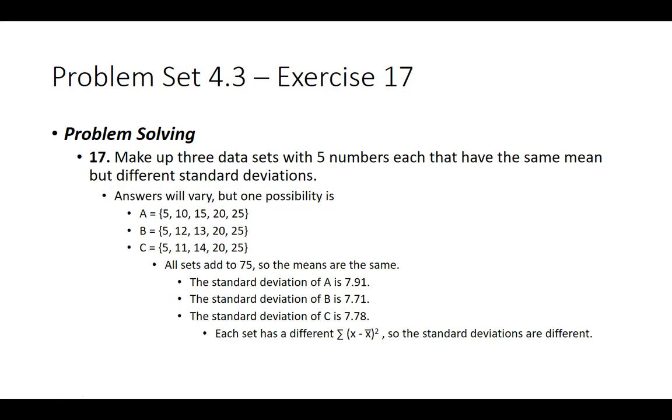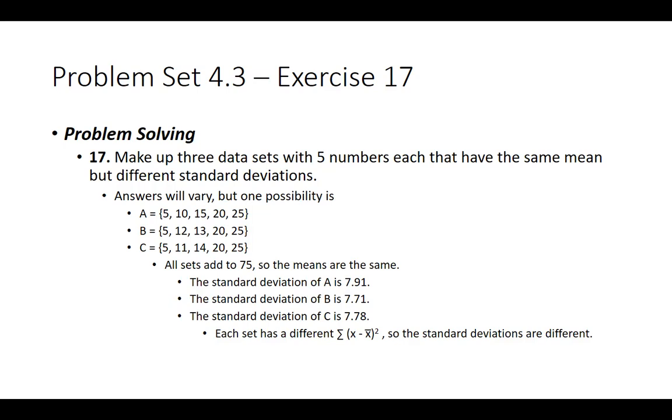Number 17. Make up 3 data sets with 5 numbers each that have the same mean but different standard deviations. So this one's a little bit trickier than coming up with mean and median because it involves standard deviations. Since they have to have the same mean and they all have 5 numbers each, all 3 of your sets have to add up to the same number.